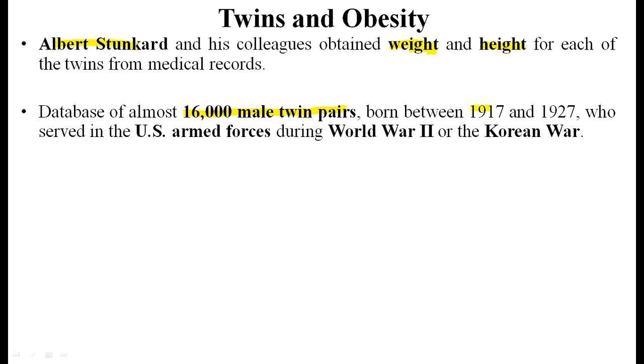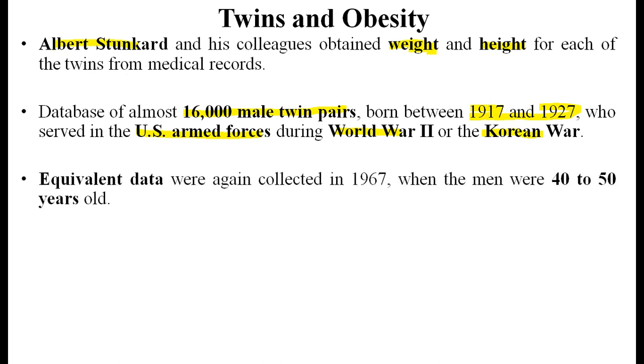Those twin pairs were born between 1917 and 1927, and they had served in US Armed Forces during World War II and the Korean War. Sorry, they were not Korean soldiers, they were US soldiers, but they fought in the Korean War also. The second time they gathered the data, these men were 40 to 50 years old, almost retired, and they collected this data in 1967.